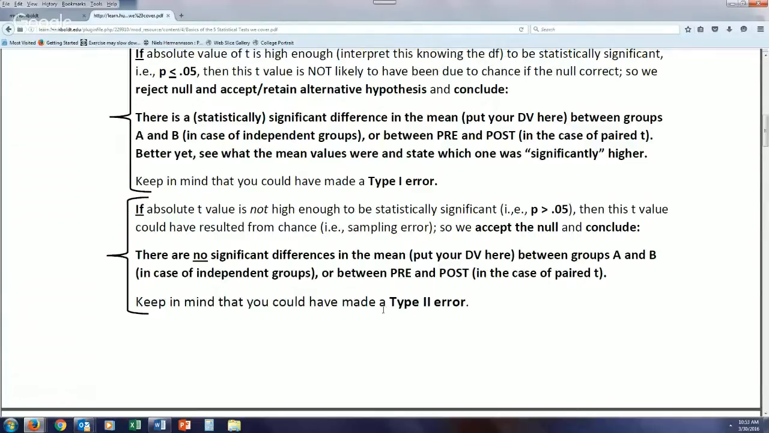When we falsely accept the null hypothesis and say nothing happened, there's a good chance that something did happen, in which case we would have made a type 2 error. The probability of the type 1 error is 0.05. We're not going to talk about probabilities of type 2 error. That's beyond the scope of this course.